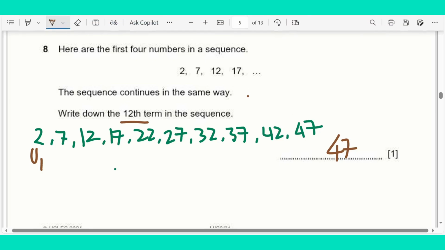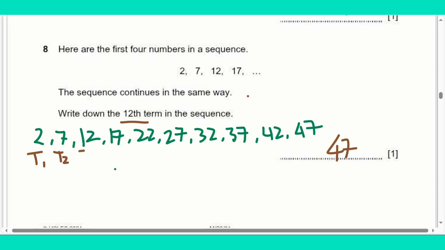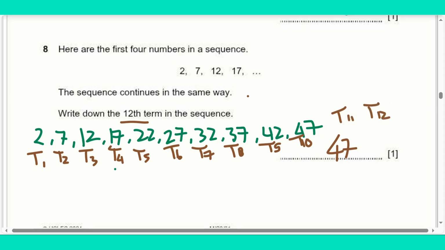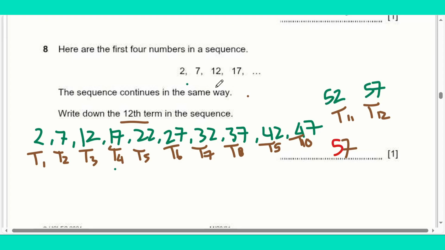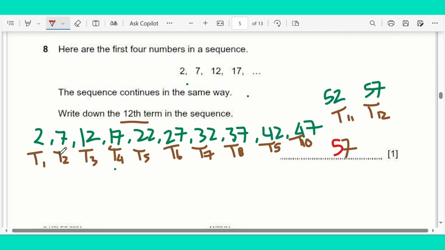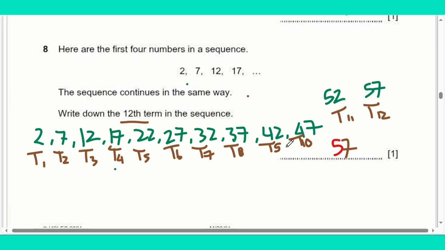Oopsie, there's a mistake here. Let's erase this one here. So we want to do term 1, term 2, term 3, term 4, term 5, term 6, term 7, term 8, term 9, term 10, and we still have to go term 11, term 12. Okay, children, sorry for the mistake. So term 1, 2, 3, 4, 5, 6, 7, 8, 9, 10, 11, 12.